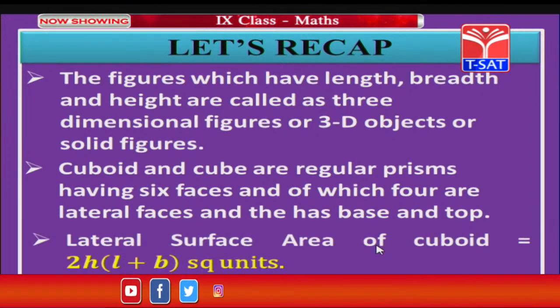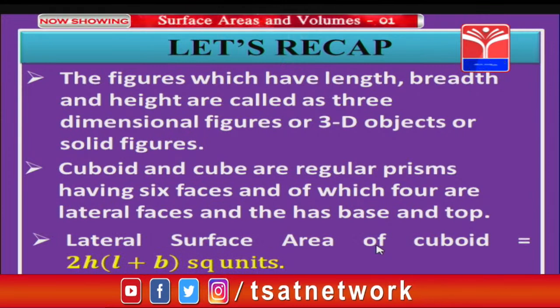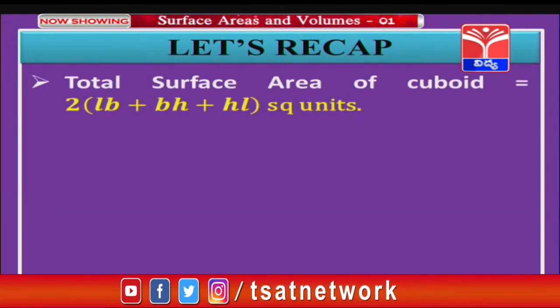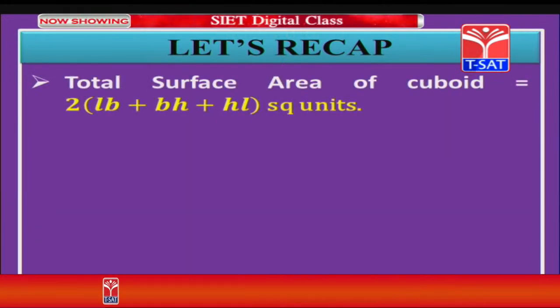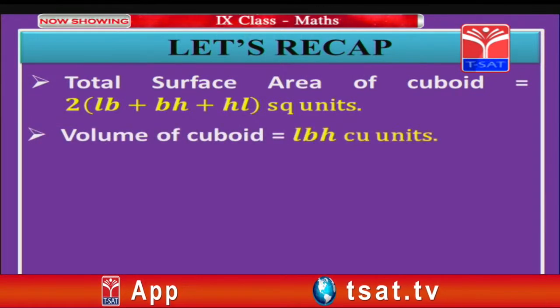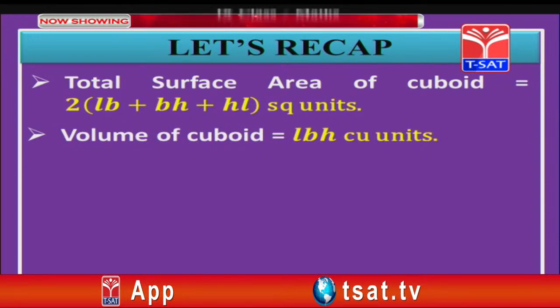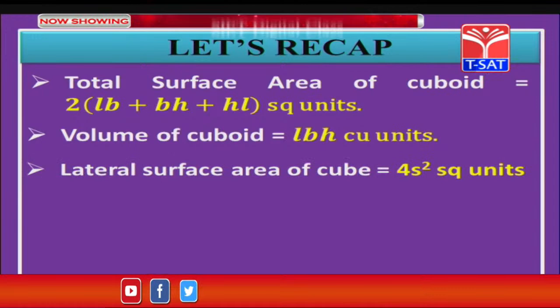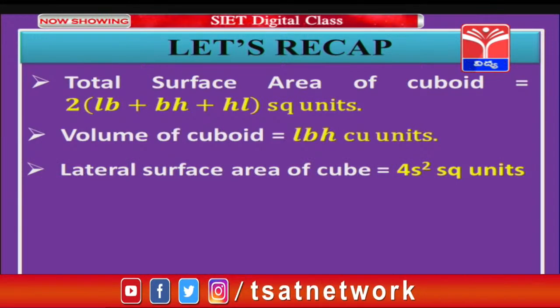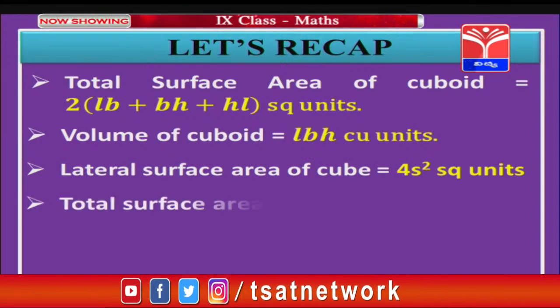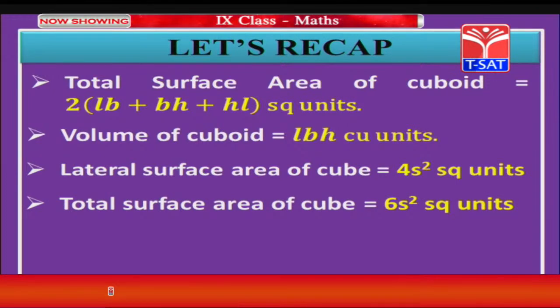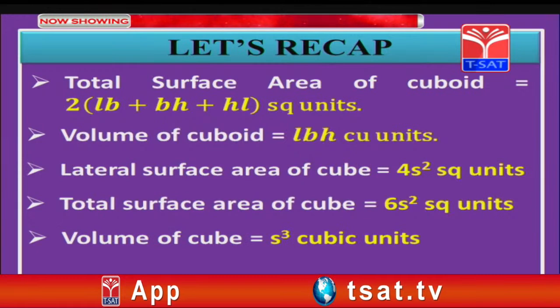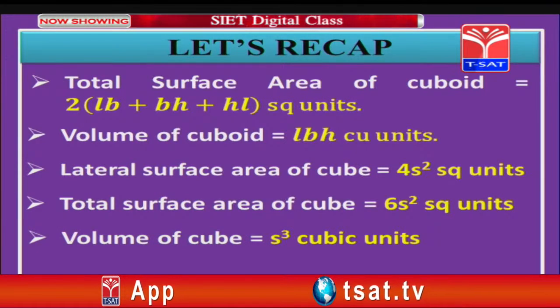Lateral surface area of cuboid is 2h into L+B square units, whereas the total surface area is 2 into LB plus BH plus HL square units. The volume of the cuboid is LBH cubic units. Lateral surface area of cube is 4s square units, where s is the side or the edge of the cube. Also, total surface area of cube is 6s square units and volume of cube is s cube cubic units.